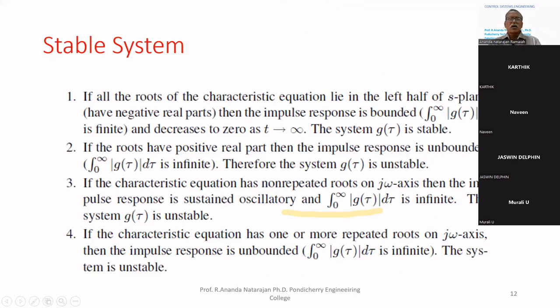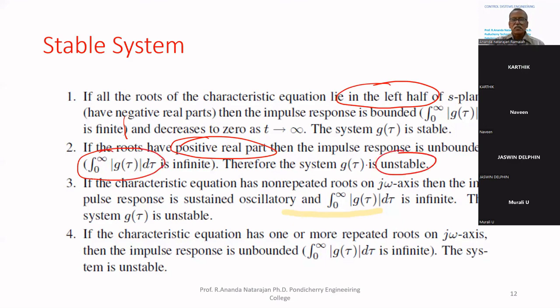So if the roots are in the left half of S plane, the integral of 0 to infinity of G of t dt will have a finite value. The system response will come to 0. The system is stable. The roots of the characteristic equation lie in the left half of S plane, then stable system. If the roots have positive real part, that is the right hand side, the integral of G of tau d tau is infinite. Unstable.